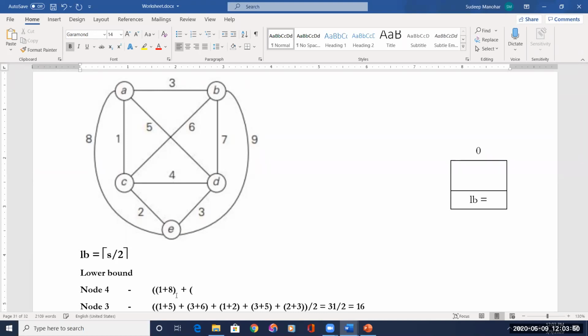Plus, for B it is 3 plus 6. For C it is 1 plus 2. For D it is 3 plus 4. 3, 4, 5 and 7. So minimum is 3 and 4. For E minimum is 2 and 3, but you have to consider 8. 8 is compulsion. Therefore you take the minimum 2 and 8. That is 2 plus 8.